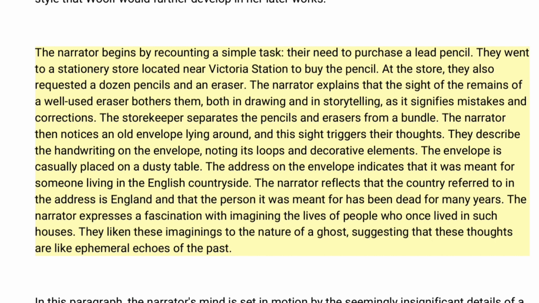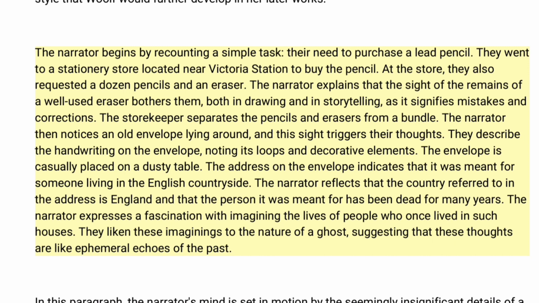The narrator then notices an old envelope lying around, and this sight triggers their thoughts. They describe the handwriting on the envelope, noting its loops and decorative elements. The envelope is casually placed on a dusty table. The address on the envelope indicates that it was meant for someone living in the English countryside. The narrator reflects that the country referred to in the address is England and that the person it was meant for has been dead for many years.